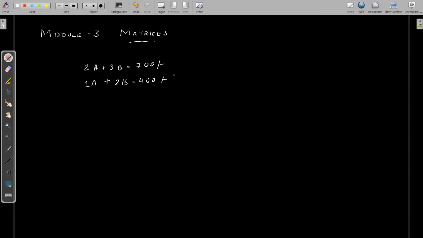In order to discover the prices of 1 kilogram of apple and 1 kilogram of banana, we need to translate the simultaneous equations to the form where we expect A, B to be related to 700 and 400 by setting this 2 3. This is for the first occasion and 1 2 for the second occasion. Thus the rectangular arrangement of these numbers is called a matrix.